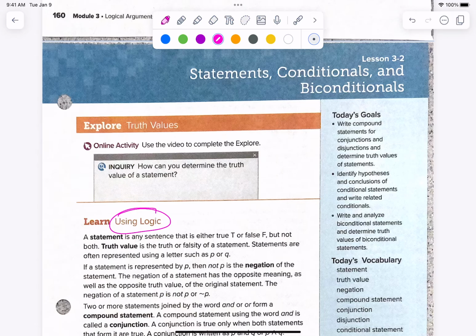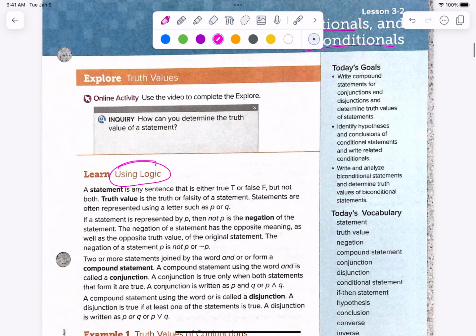Three, two. We have statements that we're going to tell whether they're true or false. We have conditionals. We have biconditionals. We're not going to get to biconditionals today. We're going to do statements and conditionals, and then we'll talk about the other ones tomorrow, okay? So we're talking about logic.